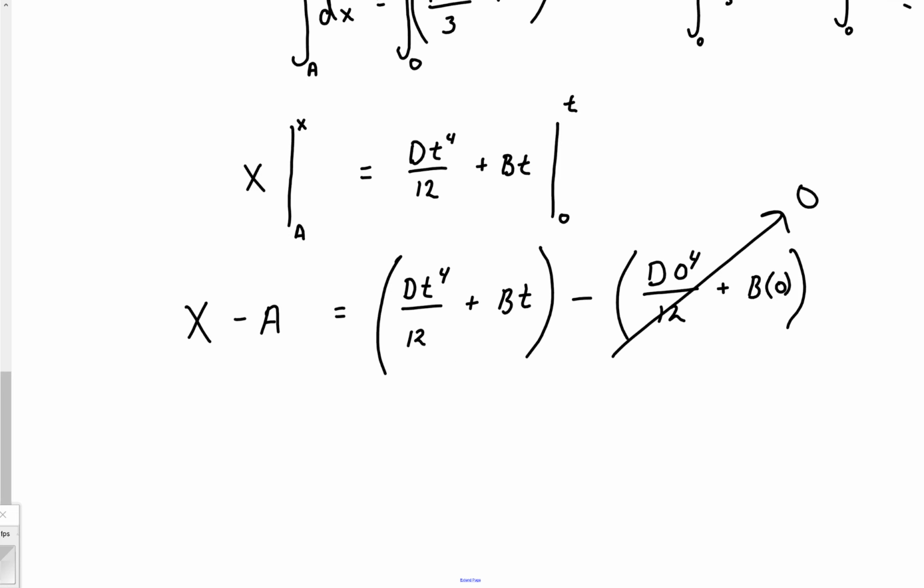So we're ready. Just solve this equation for x now. So that means that x with respect to time is equal to dt to the 4 over 12 plus bt plus a.